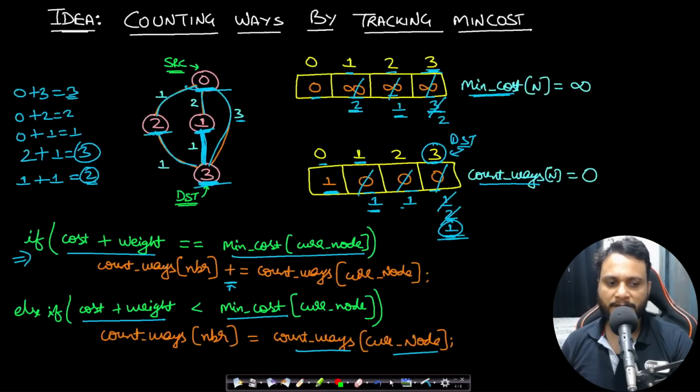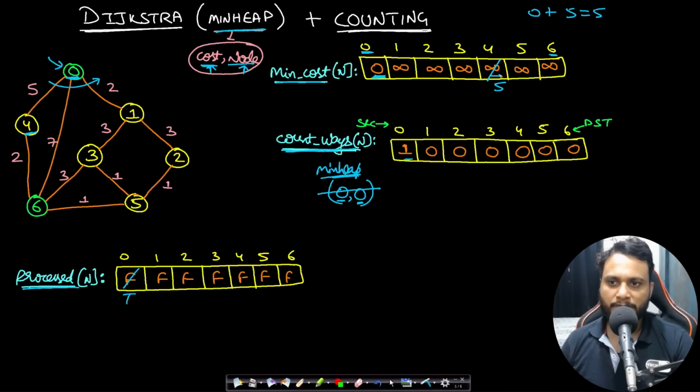As you must have seen in the previous case, if we are able to get a lower cost, then we will be updating, that means restarting our counting, right? So here as well, we will be restarting our counting. Okay, so what was the node? 4. We will restart the counting and say that if you want to reach 4, it will be equal to the number of ways to reach 0, which is the current node. And so I will be writing a 1 here. Okay, I will also be updating the min cost.